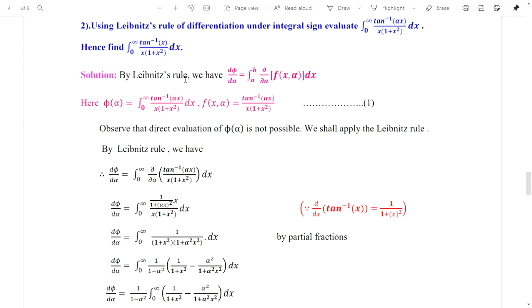Now, by using Leibniz, first of all we have to see what are the limits here. The limits of integration are 0 and infinity, which are constants. So the Leibniz rule for constant integration is d phi by d alpha is equal to integral of a to b dou by dou alpha of f of x comma alpha into dx. So here let us take the given problem as phi of alpha. So let phi of alpha is equal to integral of 0 to infinity tan inverse of alpha x by x into 1 plus x squared. Since we have x in the numerator as well as in denominator, we can't evaluate this integral by direct methods. So we will be applying Leibniz rule here.